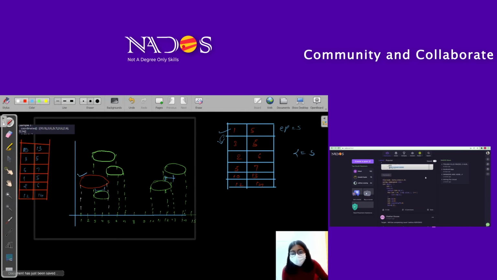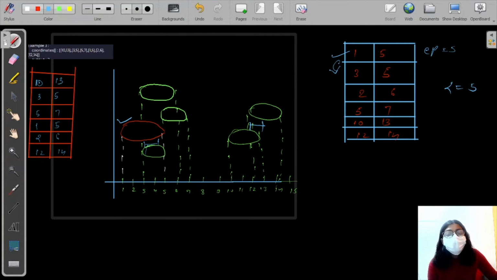This was my first balloon, this is my second balloon starting from 3, where the ending point of my first balloon is 5, and the starting point of my second balloon is 3. So it means both of them are sharing a part, right? Then I come here to this balloon. Again, the ending point of my first balloon is 5 and the starting point of my third balloon is 2, which is again sharing a part.